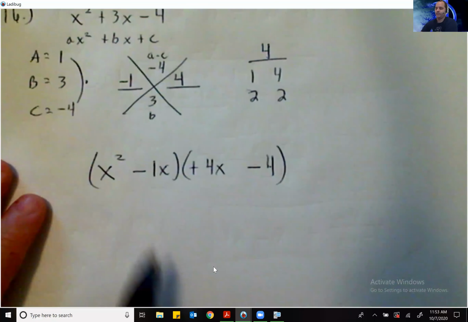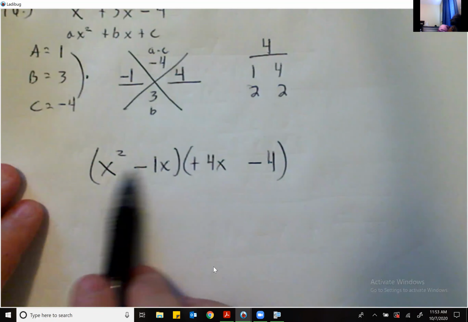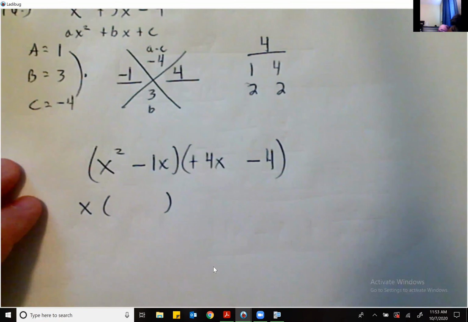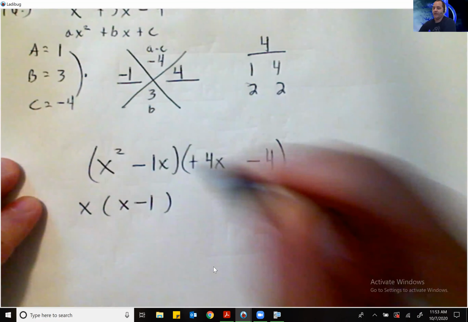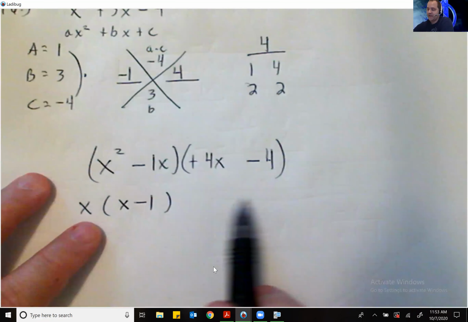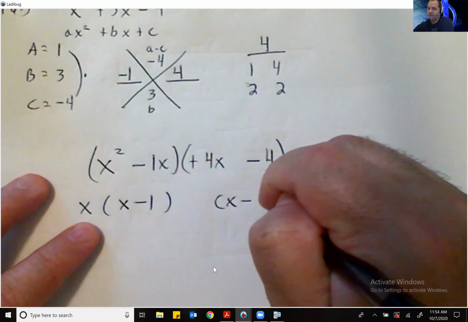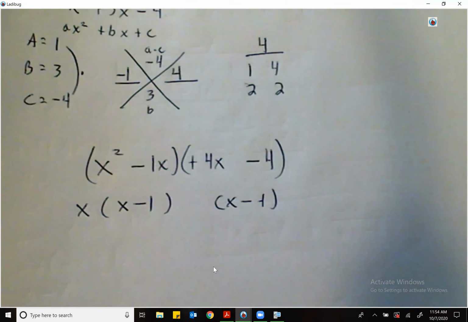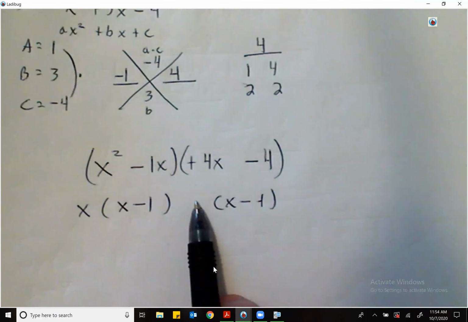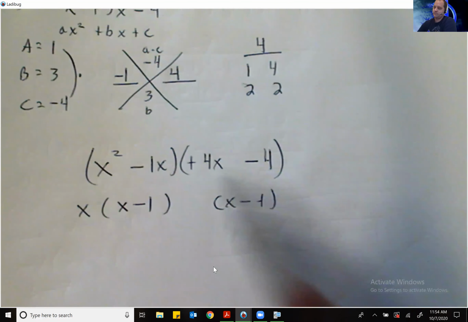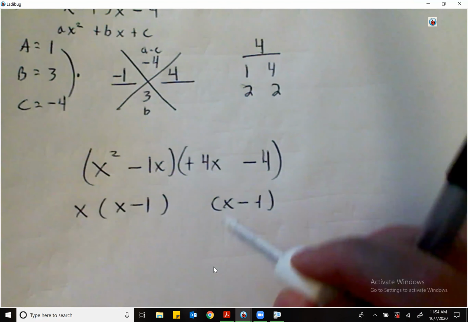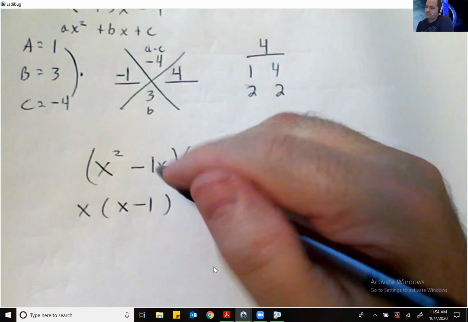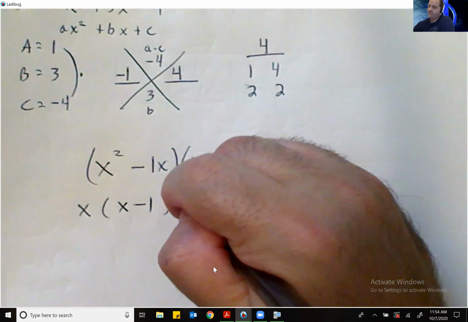So what comes out of here? X. What does that leave me with? X minus 1. Again, because of grouping, this next parenthesis has to be X minus 1. Okay, so what times X will give me 4X? 4. Positive or negative? Positive. So you'll put plus 4.